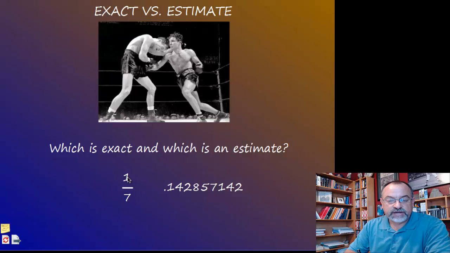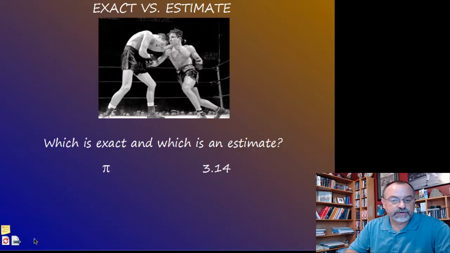This is fraction, is that exact? Or is this decimal exact? And actually the fraction is exact while this is an estimate because this number goes on forever and it's actually been rounded off. So as soon as you round it off, you now have an estimated number.